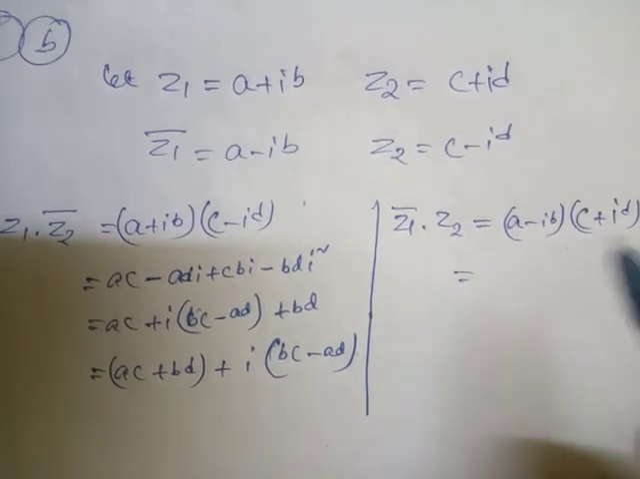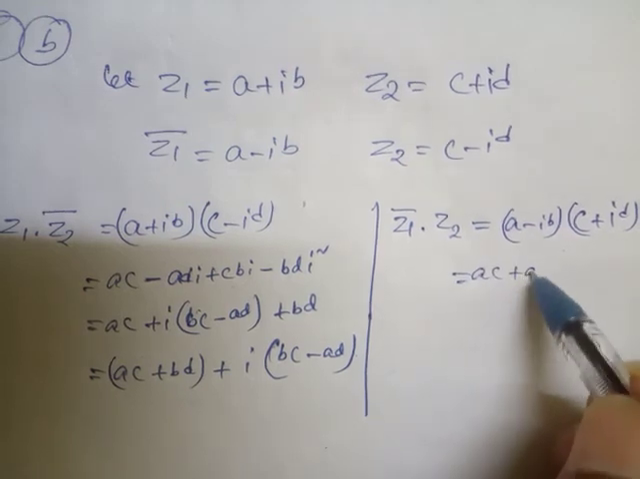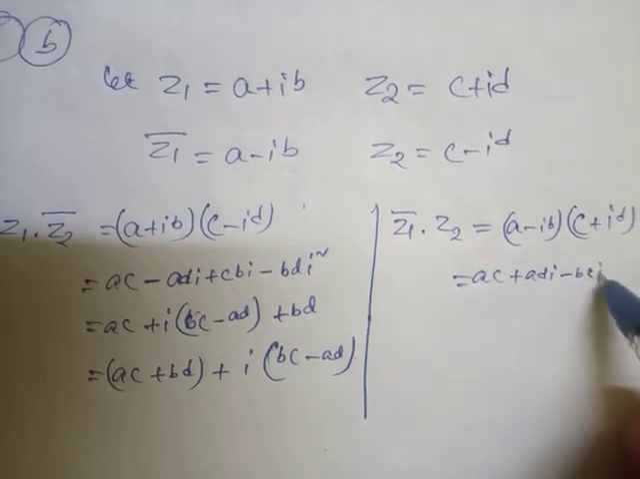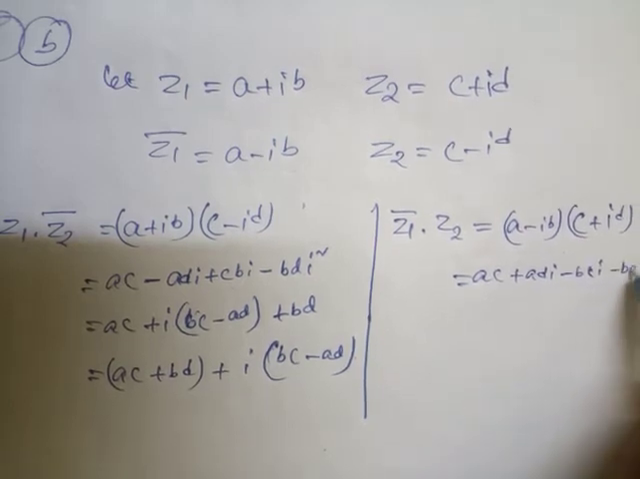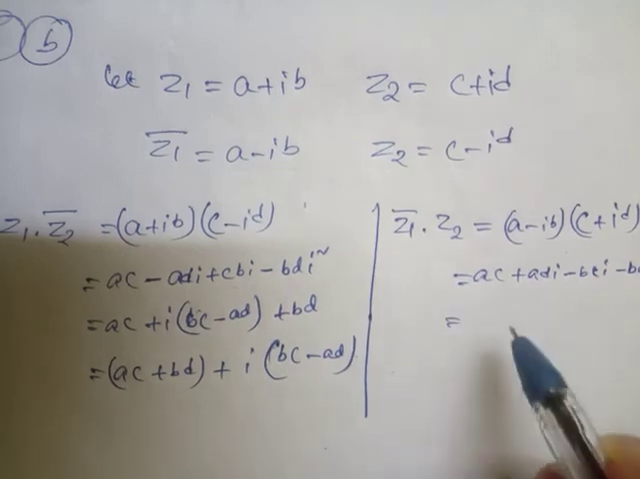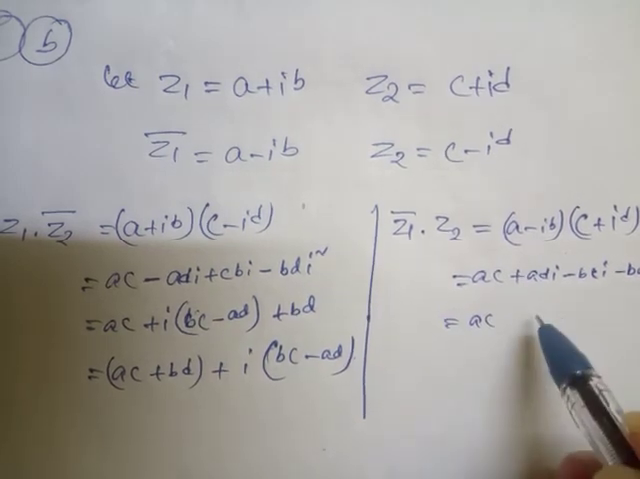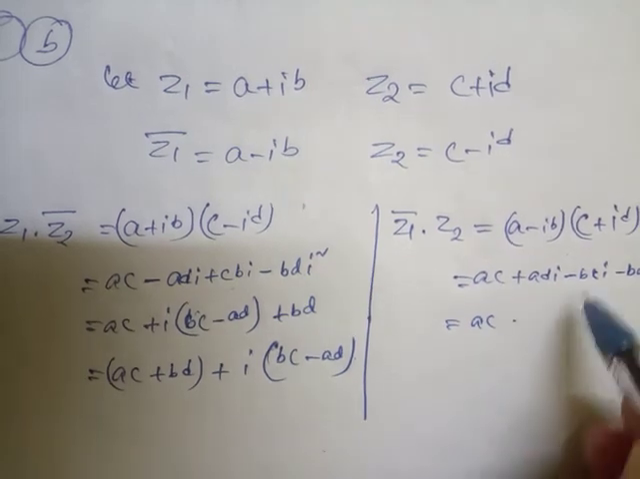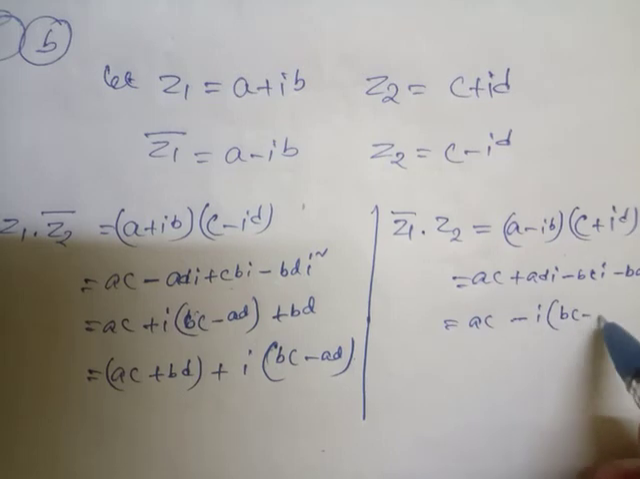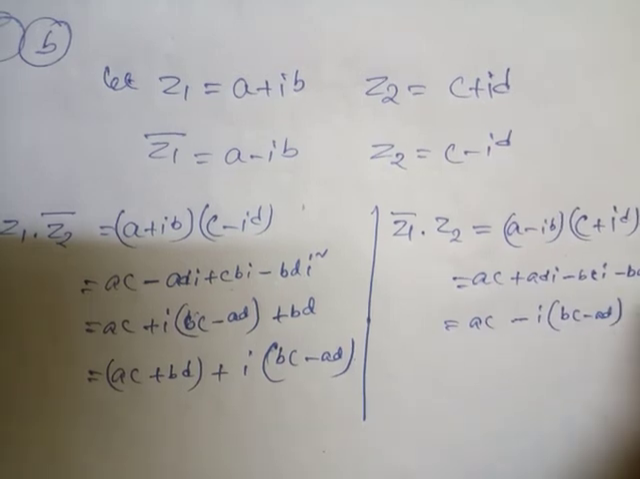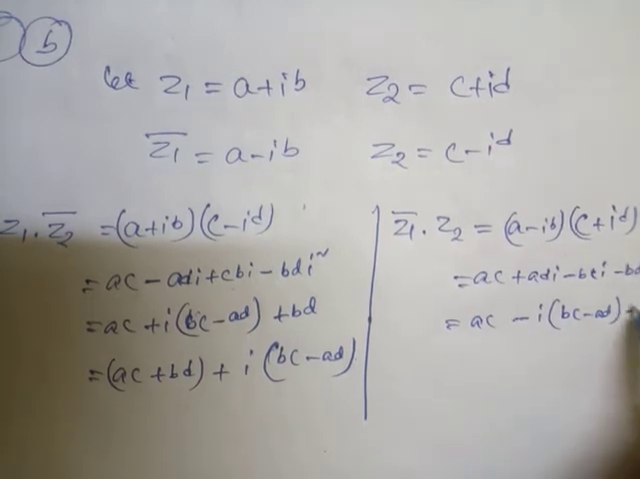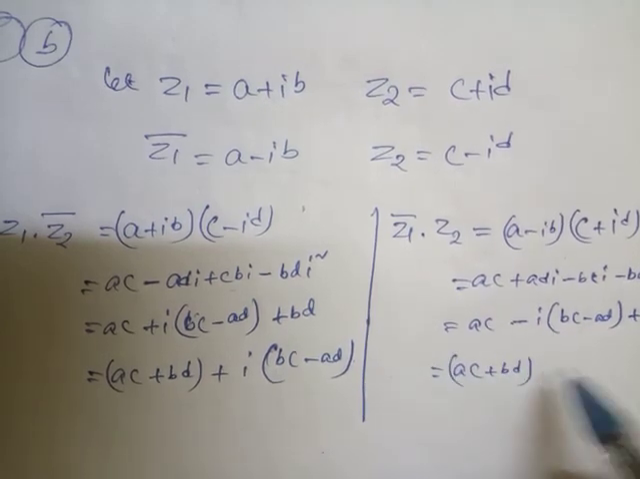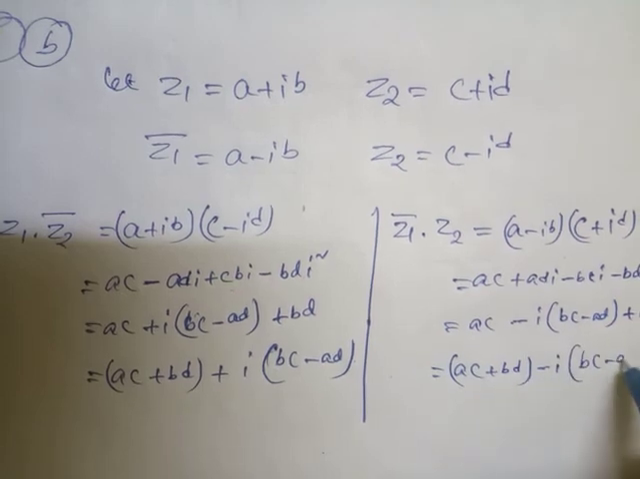Now look, go for the multiplication again. AC plus ADI, there is minus BCI, and minus BDI square. Now look, student, here AC, here if I take minus I, then BC minus AD will be here, and I square is minus 1, minus plus, so it becomes BD. So AC plus BD and minus I BC minus AD.